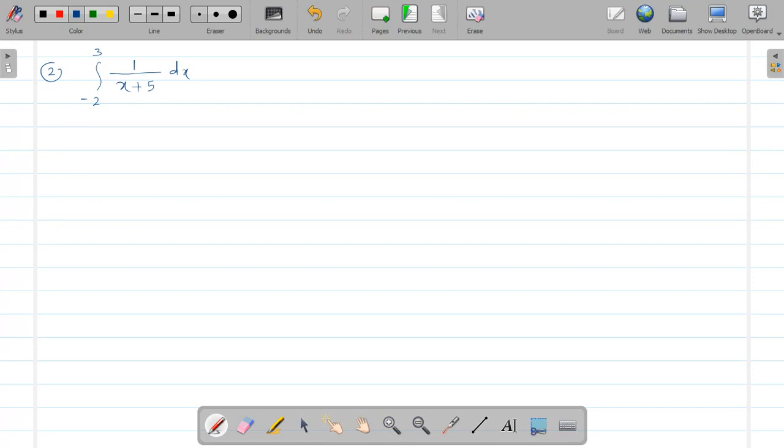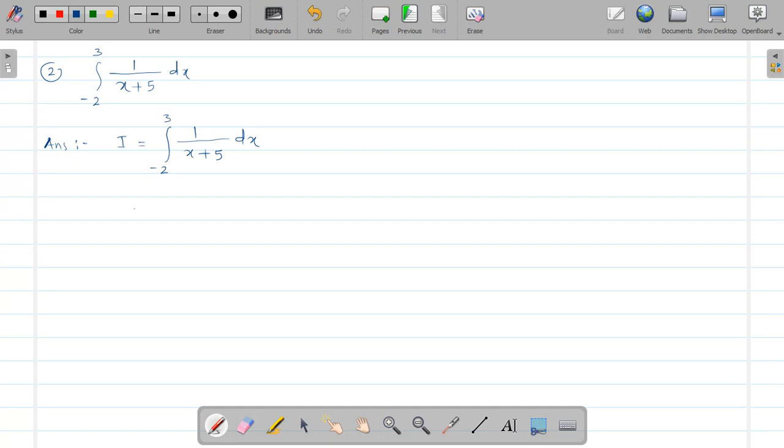Now see the next example which is given in your textbook. Evaluate the integration from minus 2 to 3, 1 upon x plus 5 dx. Now see how you will solve the answer. So let us take I is equal to the integral from minus 2 to 3, 1 upon x plus 5 dx.